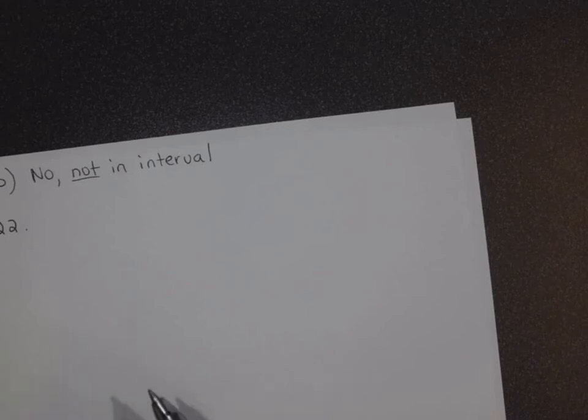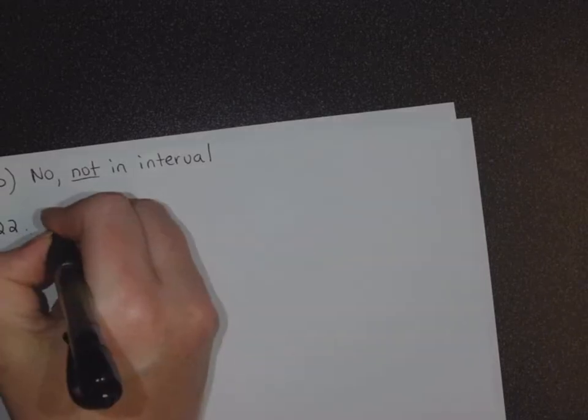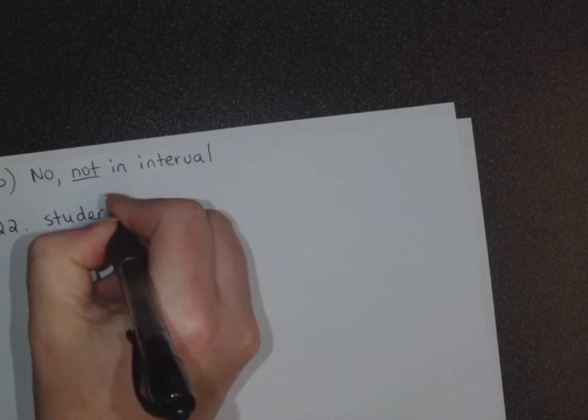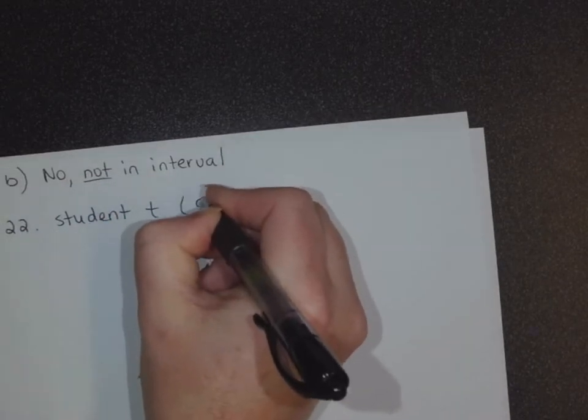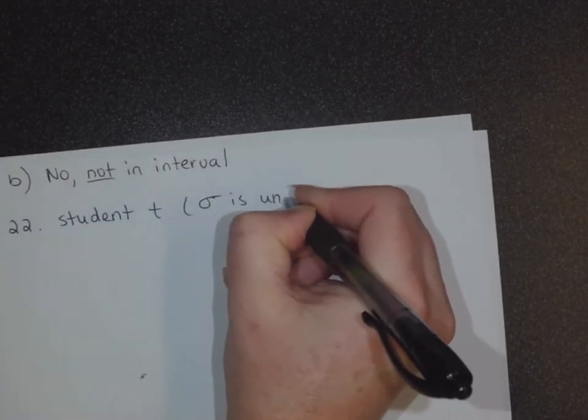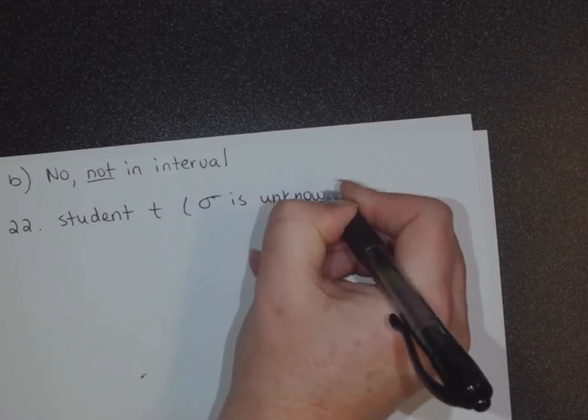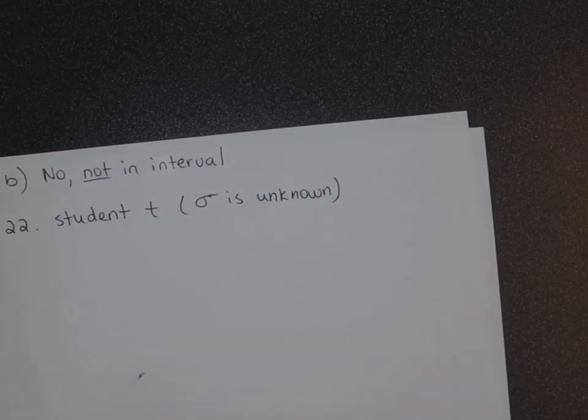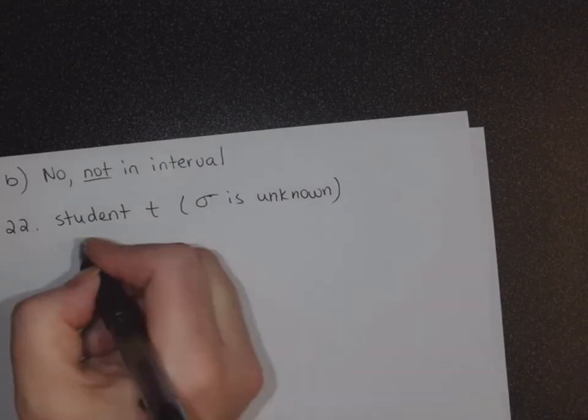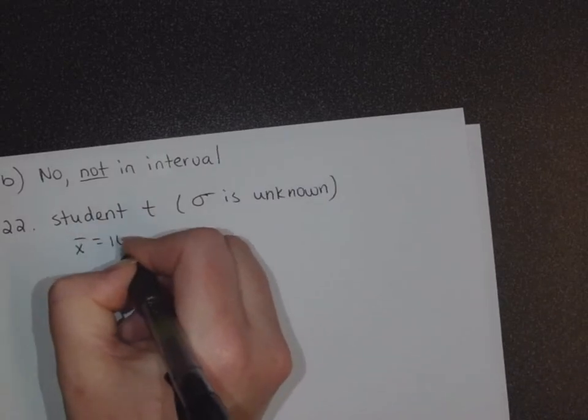So let's look at what we've got. Again, this is a student T because sigma is unknown. If it doesn't mention sigma and it mentions the sample standard deviation instead, then you are not able to use a normal distribution. So here's what we know. We know X bar is 16.51.